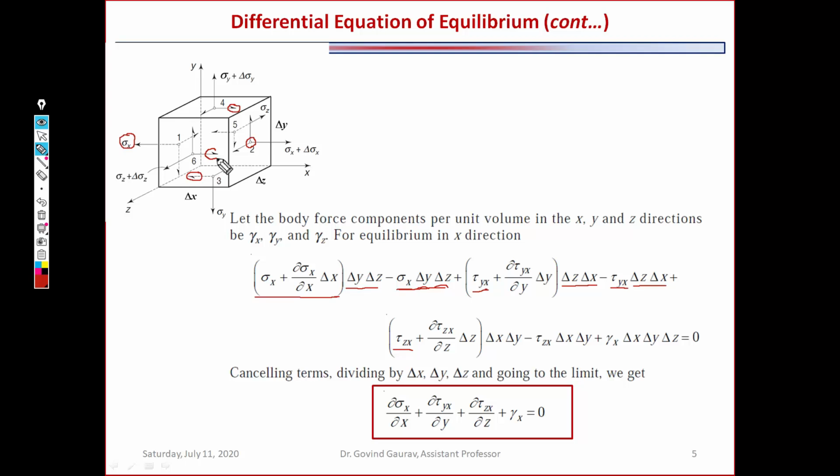and the value represented is tau zx plus the partial derivative of tau zx with respect to z multiplied by the small elemental area delta x multiplied by delta y. Similarly, again tau zx is the value of the stress that is acting in the x direction multiplied by the small elemental area, that is delta x multiplied by delta y.